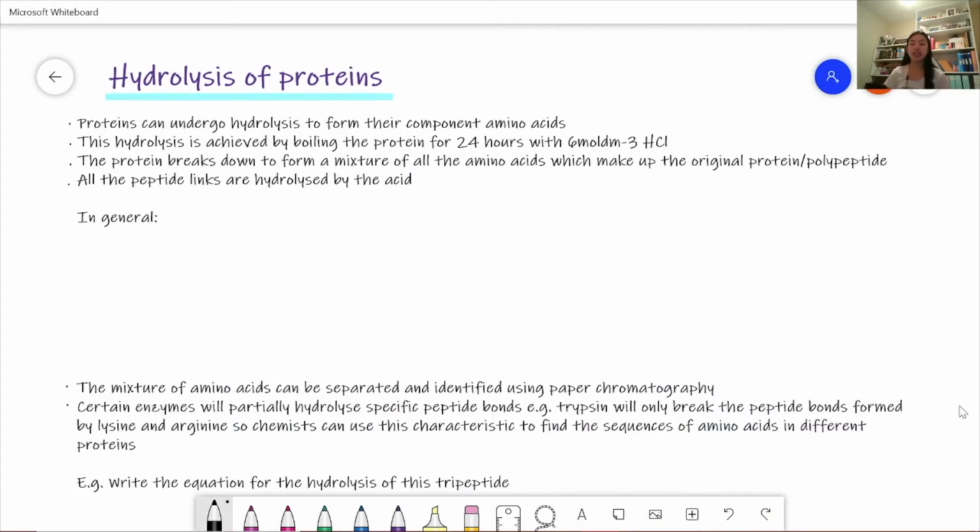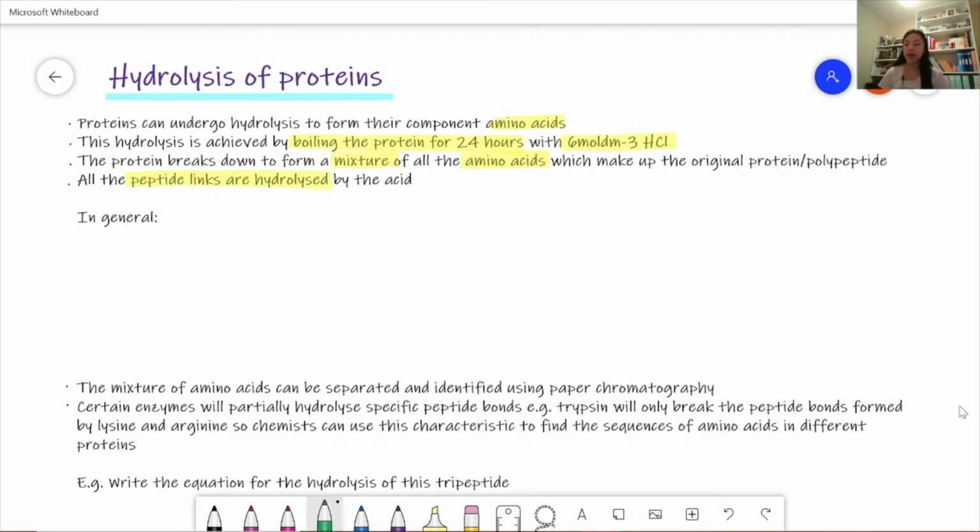Now we're going to look at the hydrolysis of proteins. So this is very similar to when we were hydrolyzing condensation polymers. It's actually exactly the same thing, but just with longer chains. So proteins can undergo hydrolysis to form their component amino acids. And this hydrolysis is achieved by boiling the protein for 24 hours with 6 moles per decimeter cubed of hydrochloric acid. And we're going to see why a bit later. The protein breaks down to form a mixture of all the amino acids which make up the original protein or polypeptide. And all the peptide links are hydrolyzed by the acid, which just means that they're all broken.